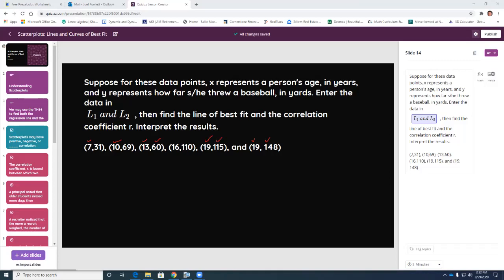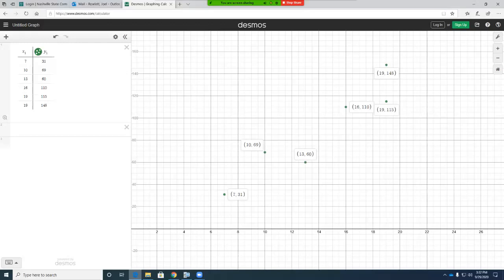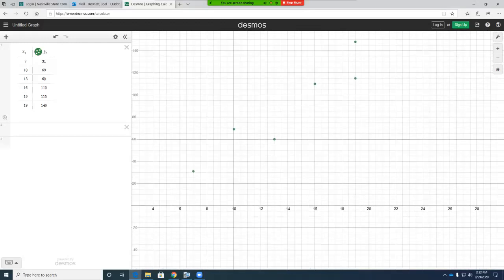And let's take a look at Desmos and see if we can figure out what these points would look like before we get started. I went ahead and typed these points into Desmos. And by the way, Desmos will graph the line of best fit, and it will give you the equation. But I will leave it up to you as sort of a project to see if you can figure out how to do that.